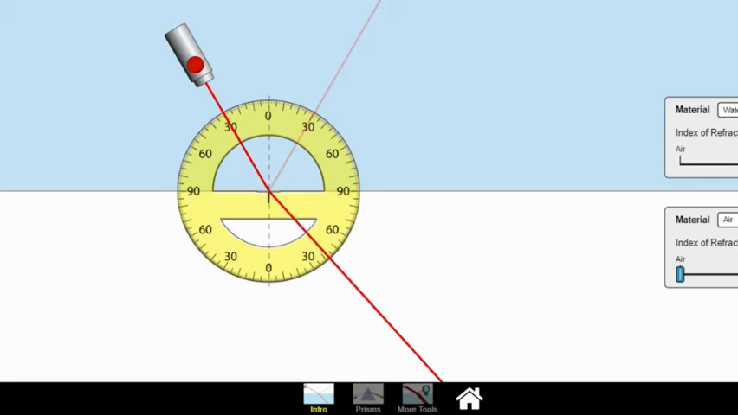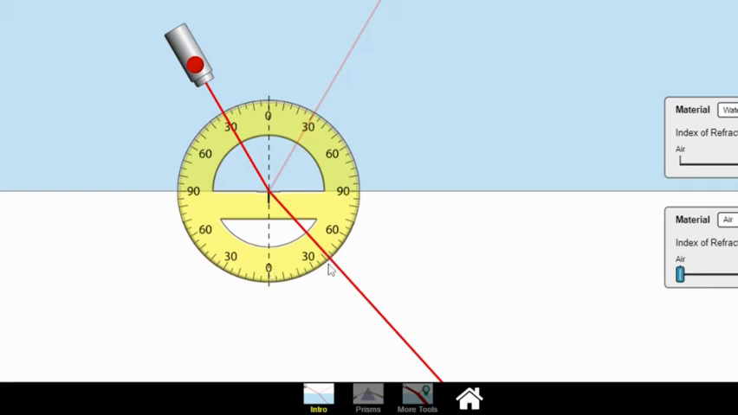So what happens to the light beam when the light goes from water, n equals 1.33, to air, n equals 1.00? Well, it's going to speed up. Light speeds up when it goes to a medium where n is smaller. Light goes faster in air than it does in water. So when it speeds up, which way does it bend? Well, look at it. It bends away from the normal.